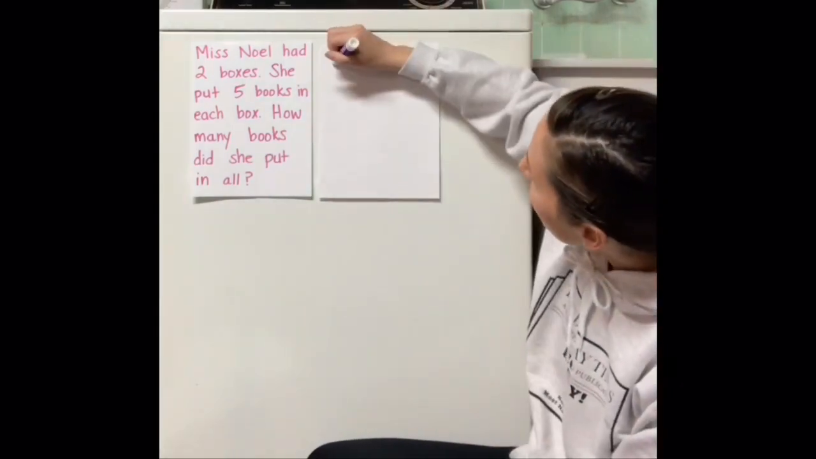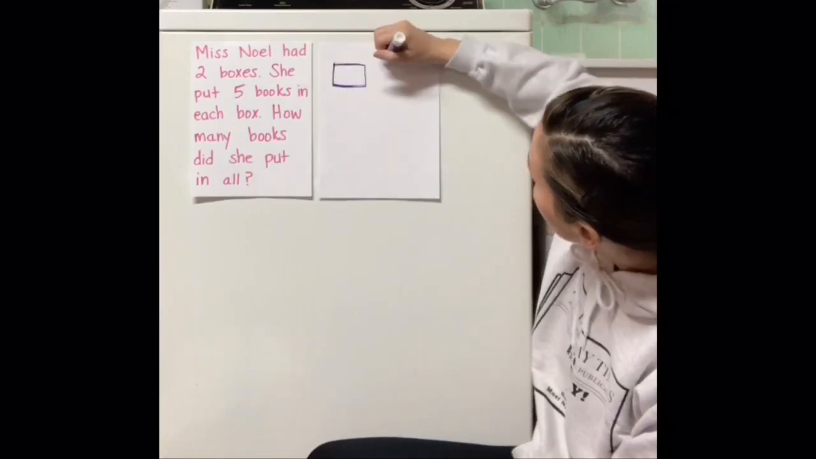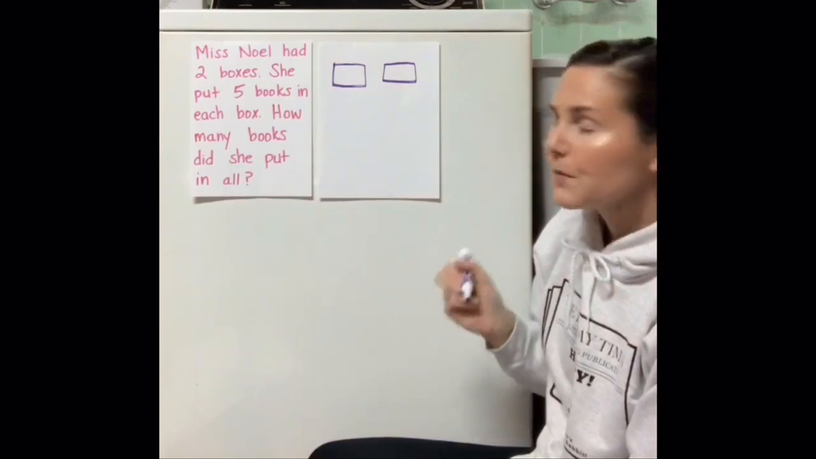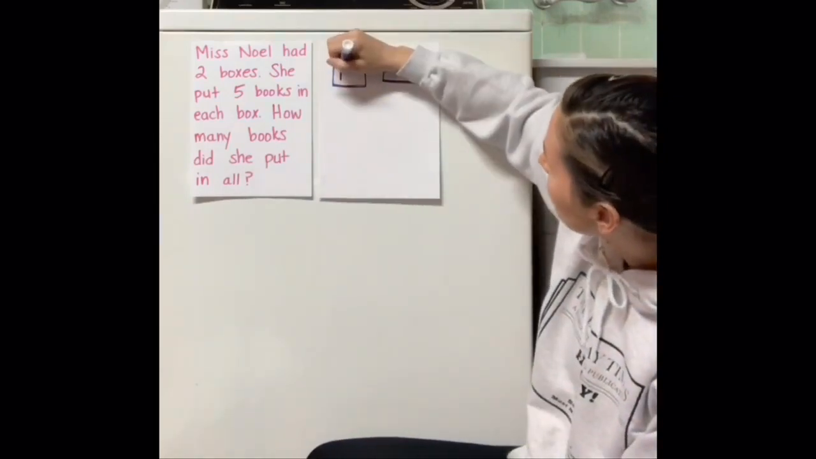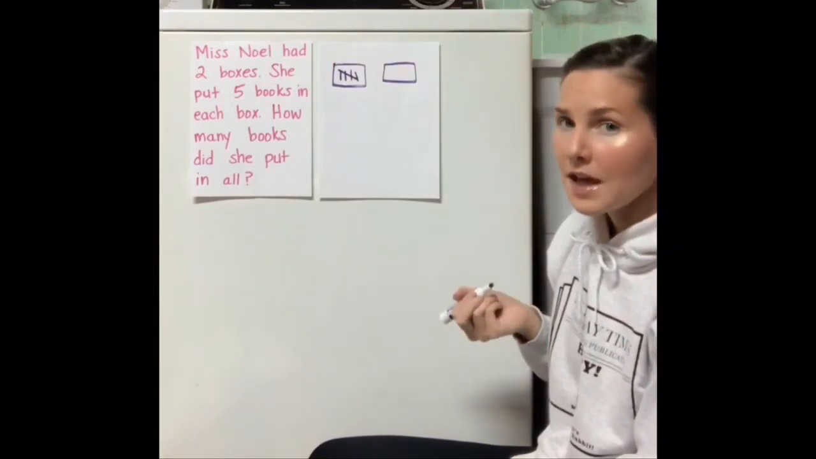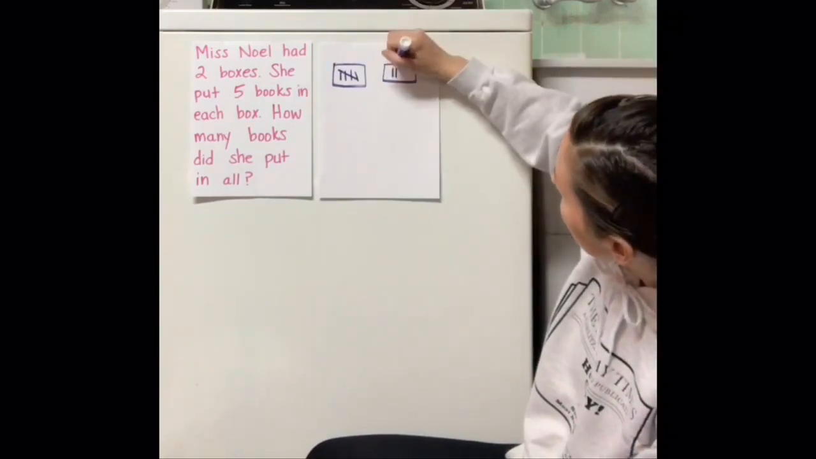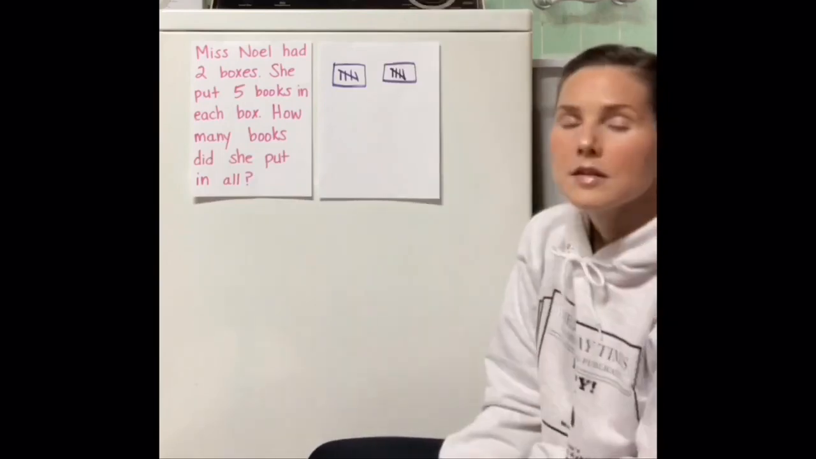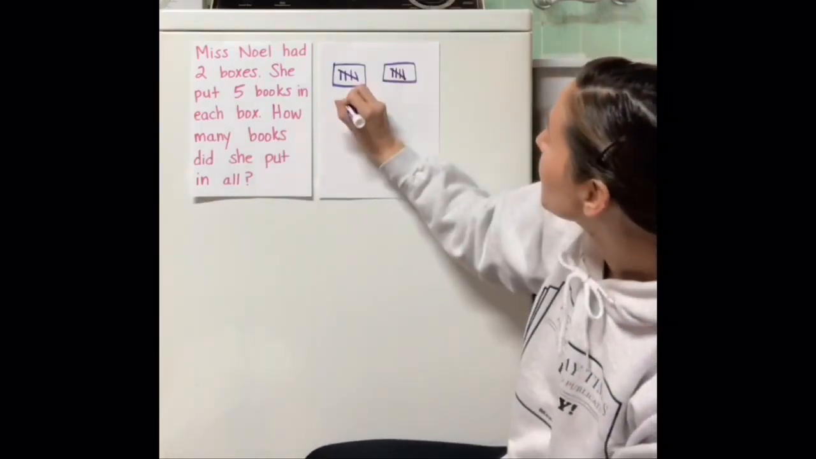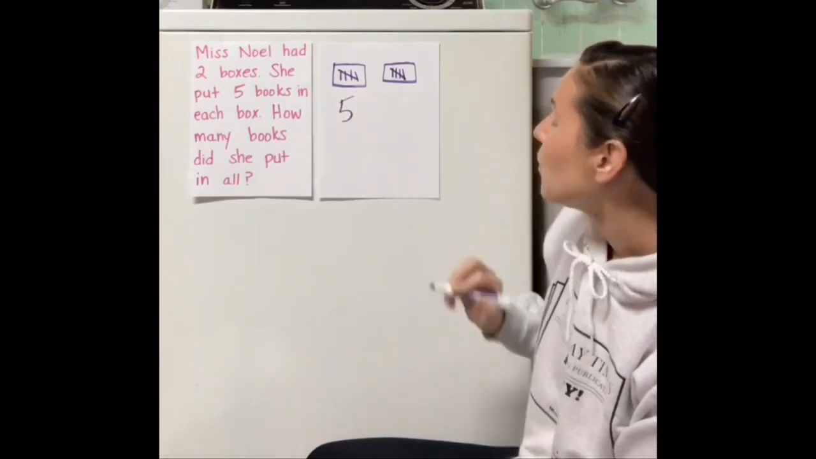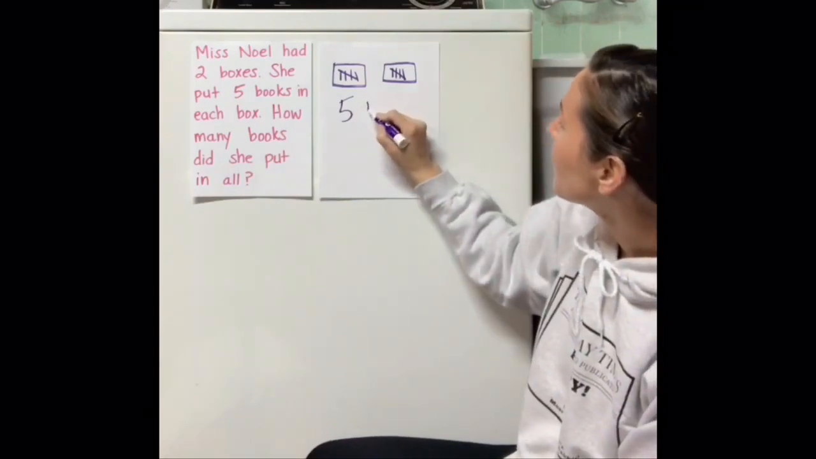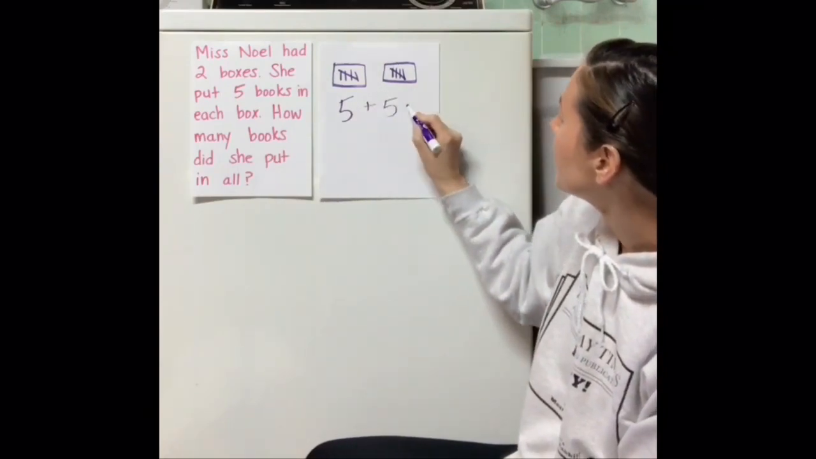Here are my 2 boxes. I put 5 books into this box, and I put 5 books into the other box. That's not 7 books, that's 10 books, because we're not adding 5 plus 2. What we're adding is the number 5 2 times. 5 plus 5 is equal to 10.